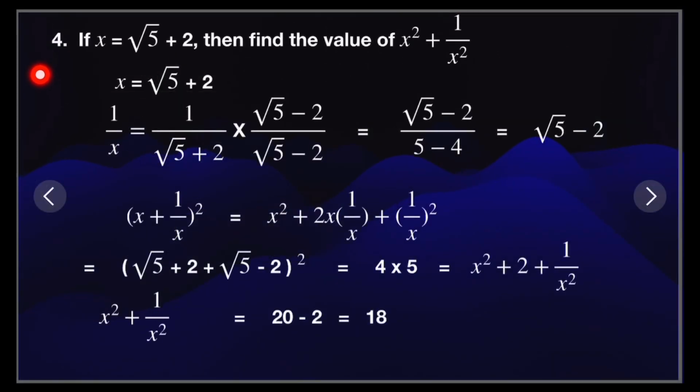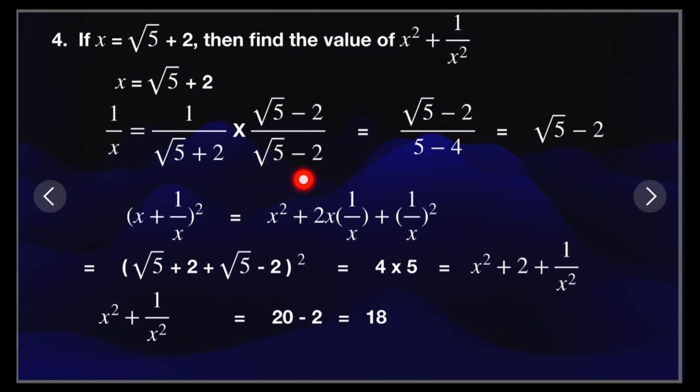Next question, number 4. If x is equal to √5 plus 2, then find the value of x square plus 1 upon x square. This is a very simple sum. Please follow the steps carefully. You will get the answer easily. x is equal to √5 plus 2. So what is 1 upon x? 1 upon (√5 plus 2). Okay, rationalize the denominator. We already know the method.